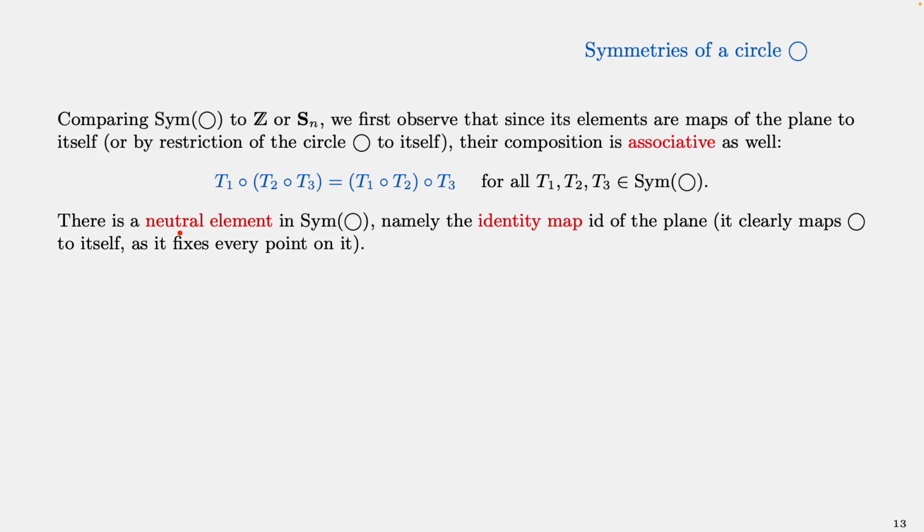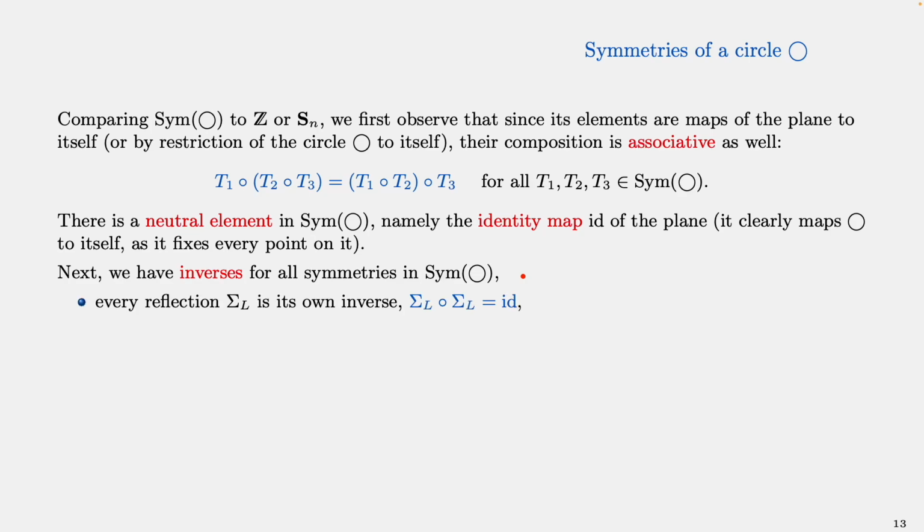There's again a neutral element in the symmetries of the circle, and it's the identity map again. Now this time it's not the identity map of a finite set of numbers, but it's the identity map of the plane, which clearly maps the circle to itself because it fixes every single point on it. And we have inverses for all the symmetries of the circle. Namely, every reflection is its own inverse. If you think about it, that's pretty obvious.